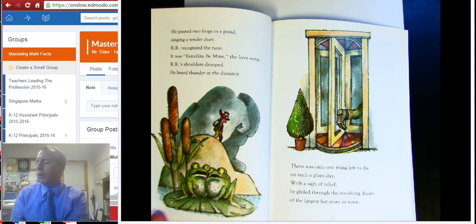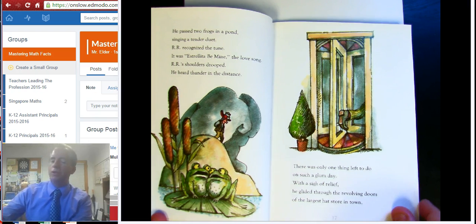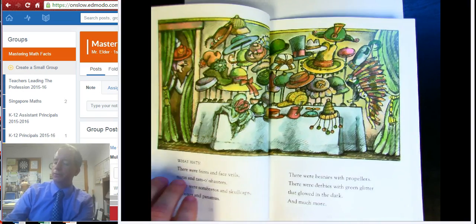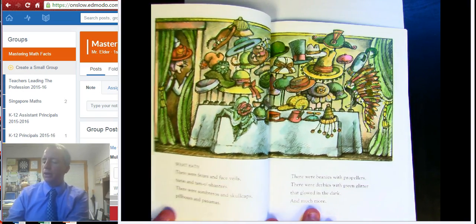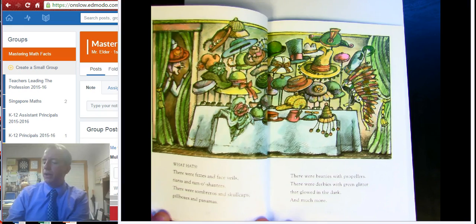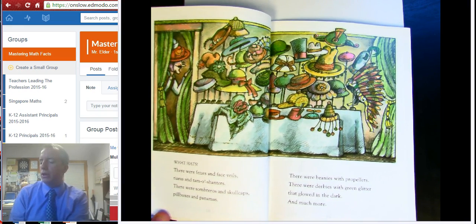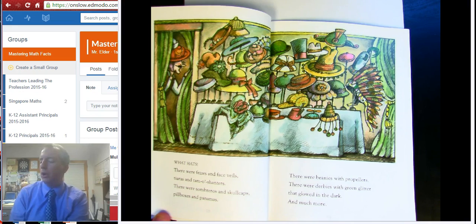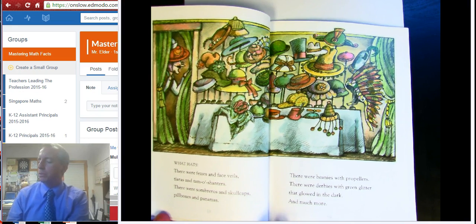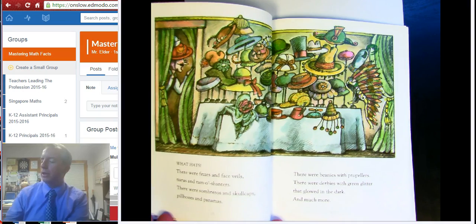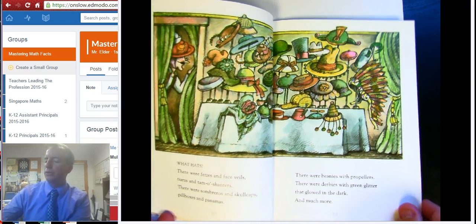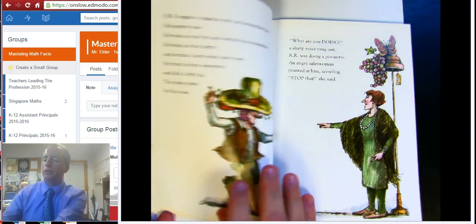There was only one thing left to do on such a glum day. With a sigh of relief, he glided through the revolving doors of the largest hat store in town. What hats! There were fezzes and face veils, tiaras and tam o' shanters. There were sombreros and skull caps, pill boxes and panamas. There were beanies with propellers. There were derbies with green glitter that glowed in the dark, and much more.